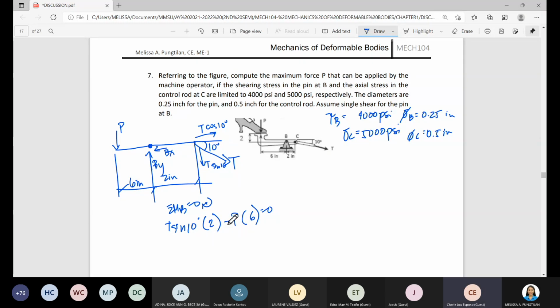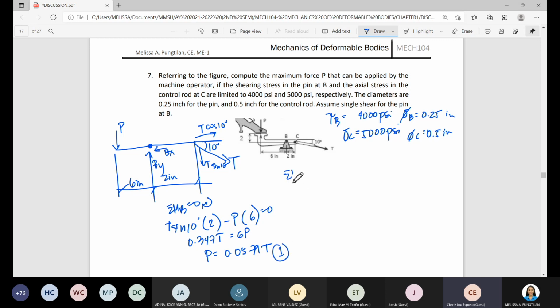minus P multiplied by 6 is equal to 0. So, let's extract or make P in terms of T. So, we have 0.347 T equal to 60. Therefore, P is equal to 0.0579 T. And this will serve as our equation number 1.